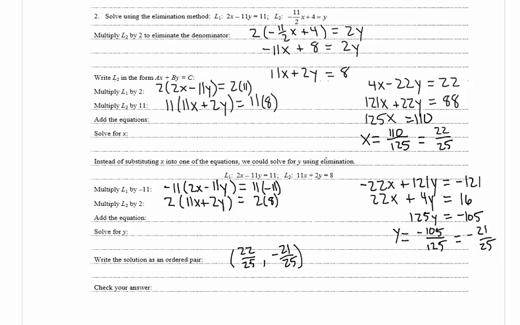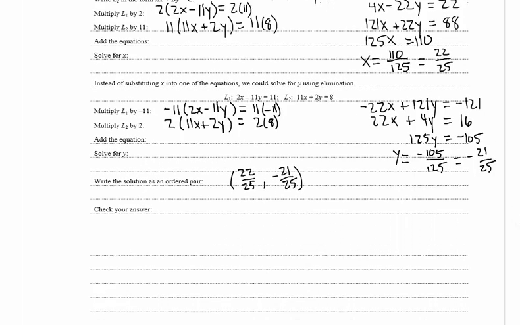So in problem 1, we did elimination once, and then we plugged in the value into one of our equations. In problem 2, we did elimination method twice. We eliminated y and solved for x, and then we eliminated x and solved for y. And now they want us to check our answer.